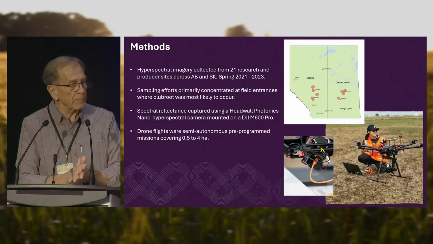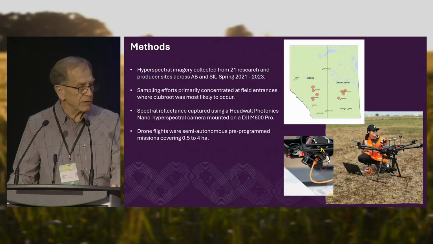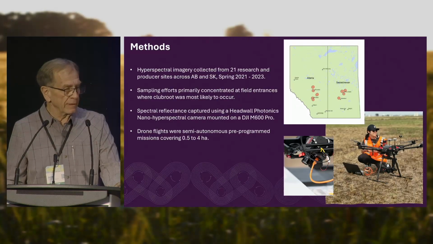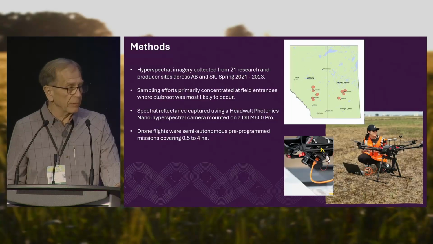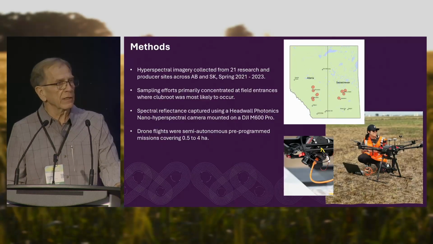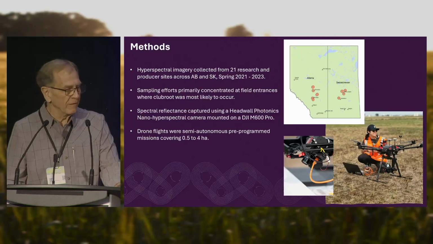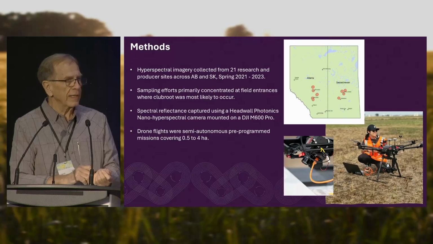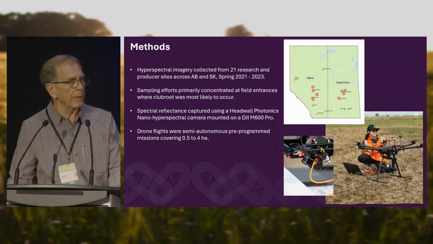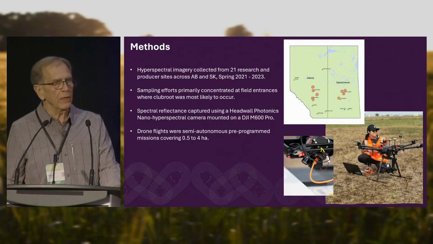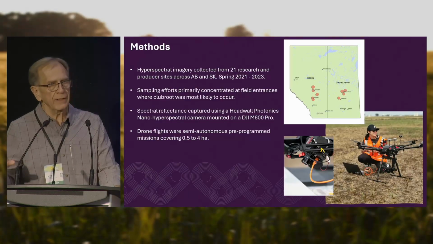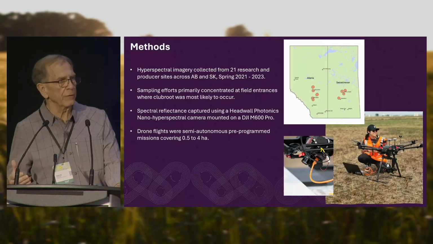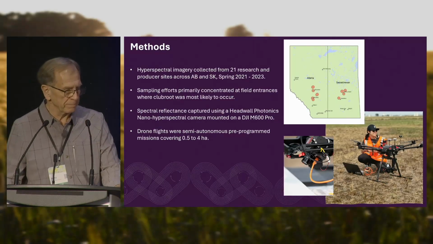Drone flights were semi-autonomous, pre-programmed missions covering usually about half a hectare to 4 hectares. And for those concerned about the changing incident light as you move from farm to farm, from year to year, every flight was preceded by calibration. We take into account the incident light by doing a white balance versus a dark balance. And we also had a calibration tarp situated inside every mission that we did. That calibration tarp would allow us to adjust the reflectance according to incident light conditions.